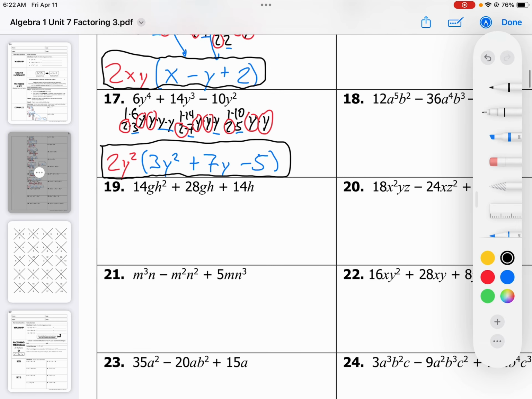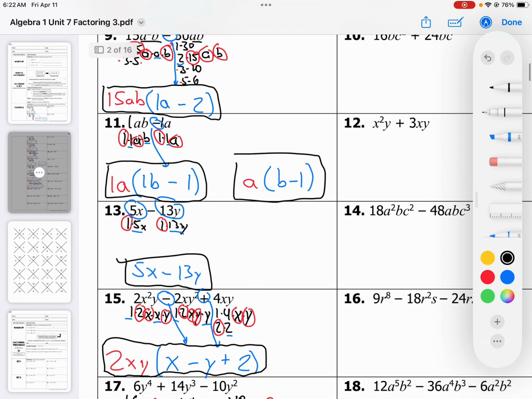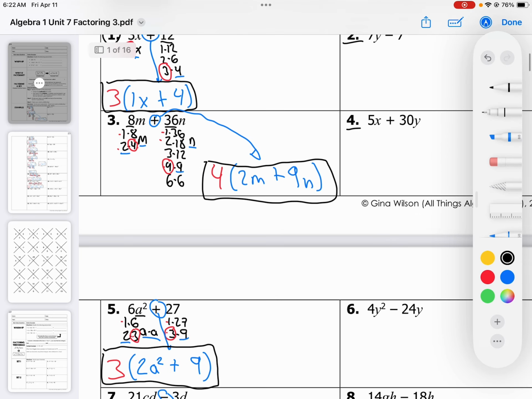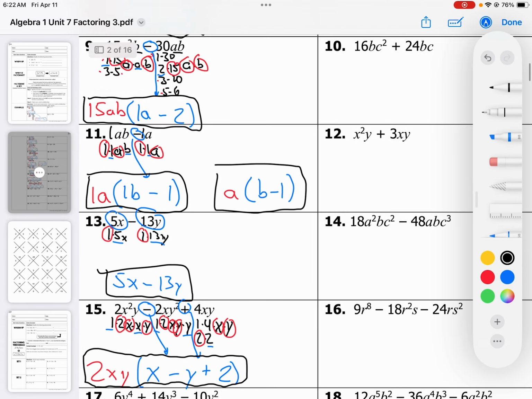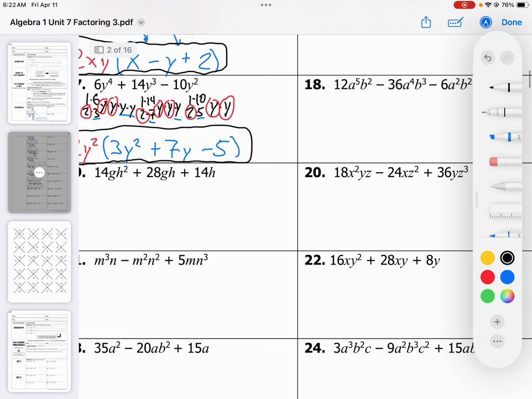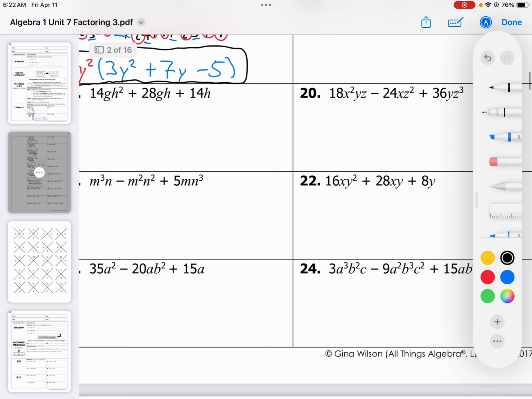The last 3 I will not be doing on this video, but they are posted onto Canvas if you would like to see the work done for number 19, 21, and 23. Your assignment is to finish all the ones that are on the right side. So all these even problems, 2, 4, 6, 8, 10, 12, 14, 16, 18, 20, 22, and 24. So once you get through this one, you are done.